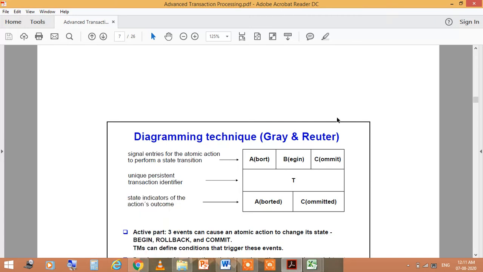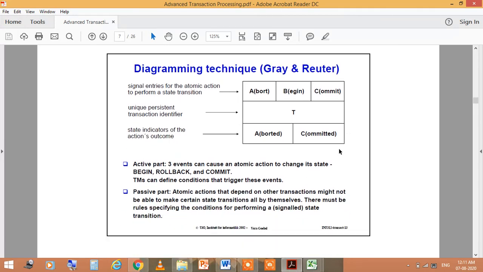Then dynamic techniques and gradient router. So this I will discuss in the next lecture.